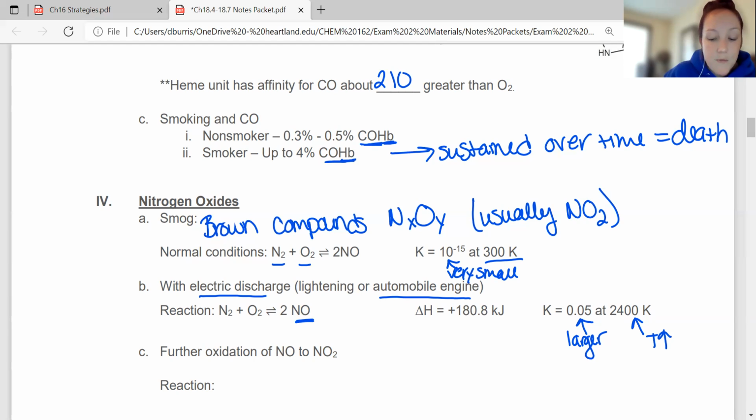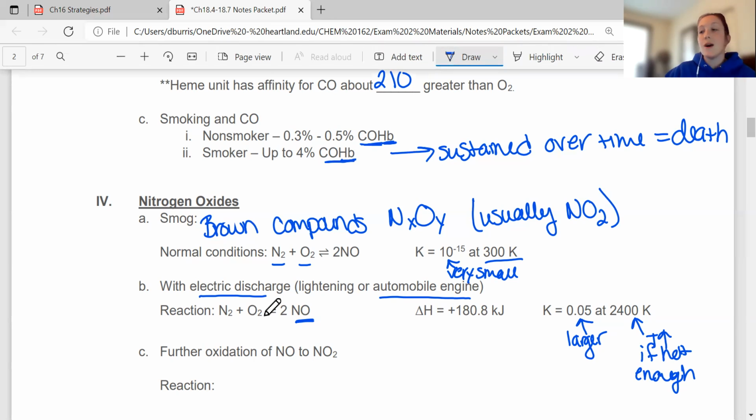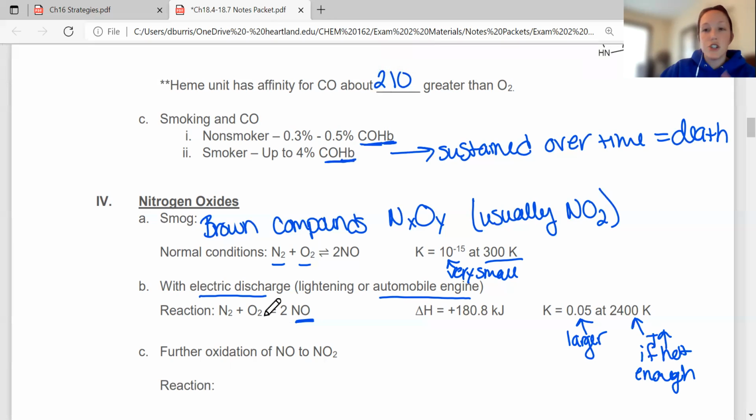Okay, so is that all I wanted to say about there? Yeah, increased temperature if it's hot enough. That's the only thing that I want to write there. So the hotter it is, the more likely this is to occur. So more automobile combustion, more nitric oxide being produced.